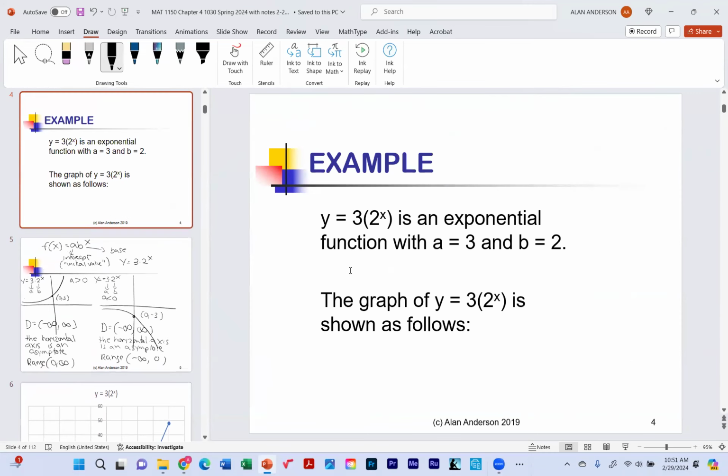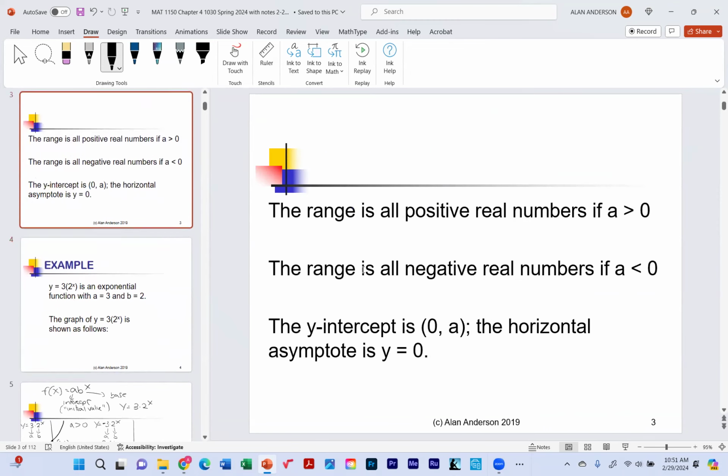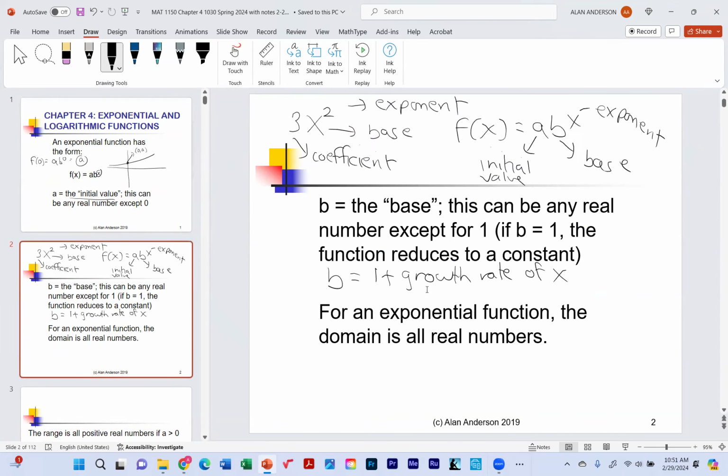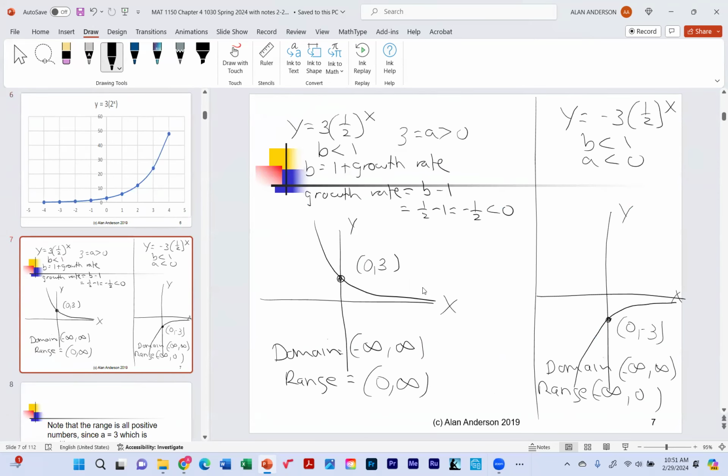So anyway, this is what an exponential function is all about. So keep in mind, as long as you remember, A is the initial value or the intercept, B is the growth rate. And now you understand how the signs affect the results. All of these should make sense.